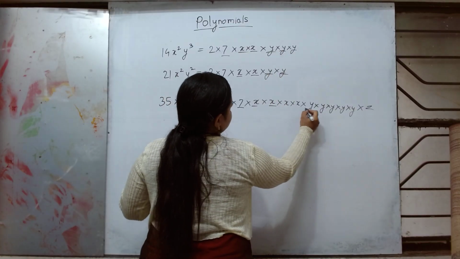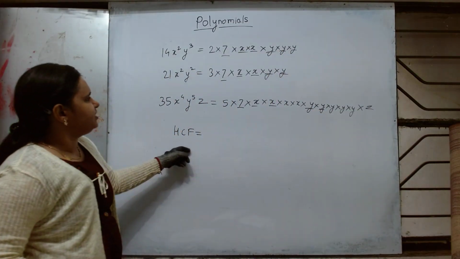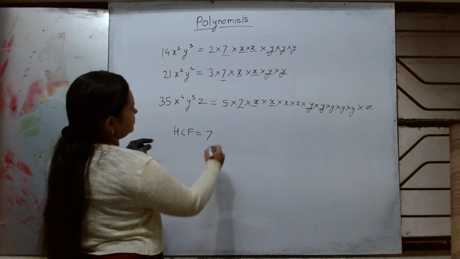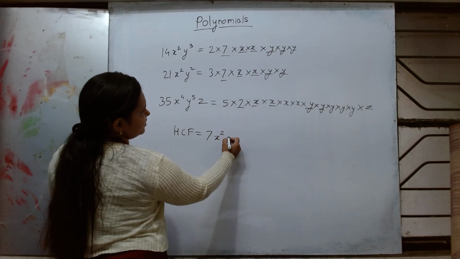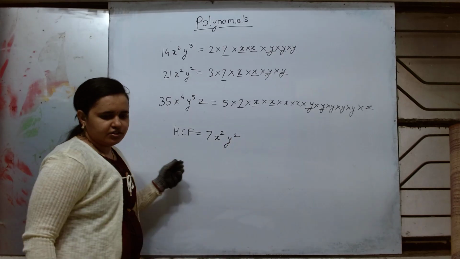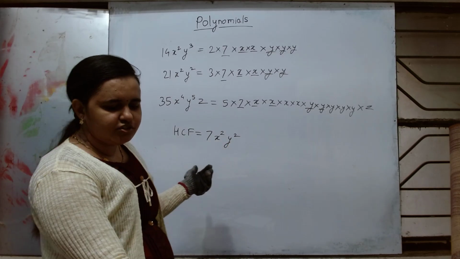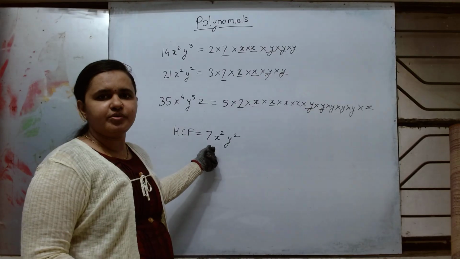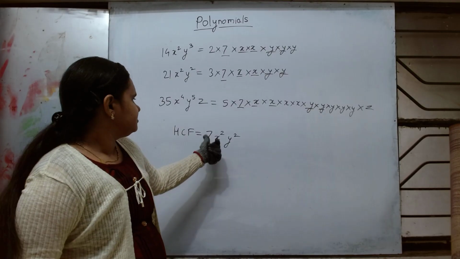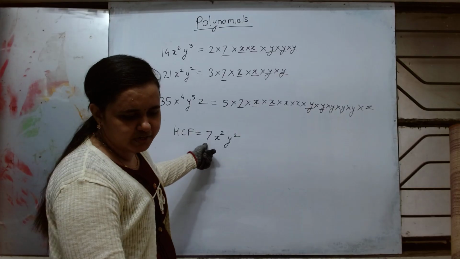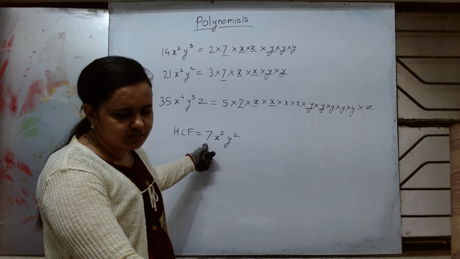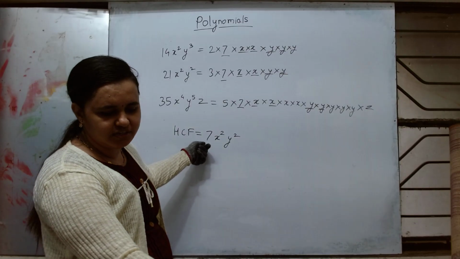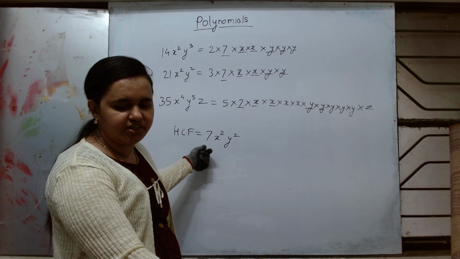Now the HCF will be, take the common ones: 7 is common, x square is common, and y square is common. The first option says the HCF of the numerical coefficients is 7. This is the numerical coefficient. Now the second says the HCF of the numerical coefficients is 35. This is not 35, only 7. So the first option is correct.